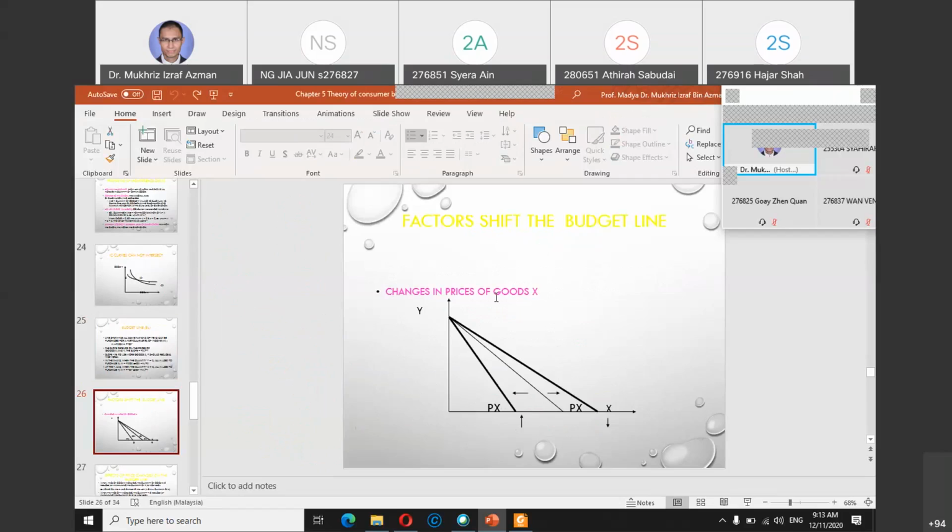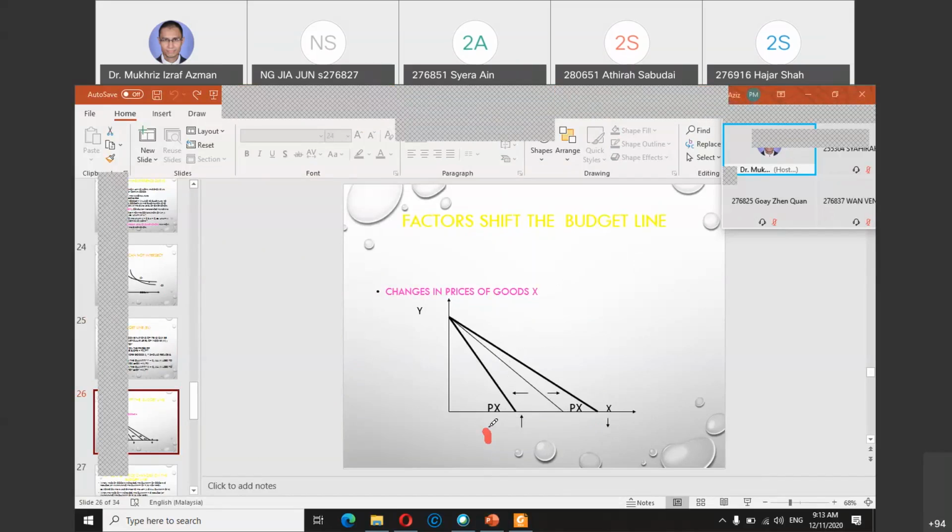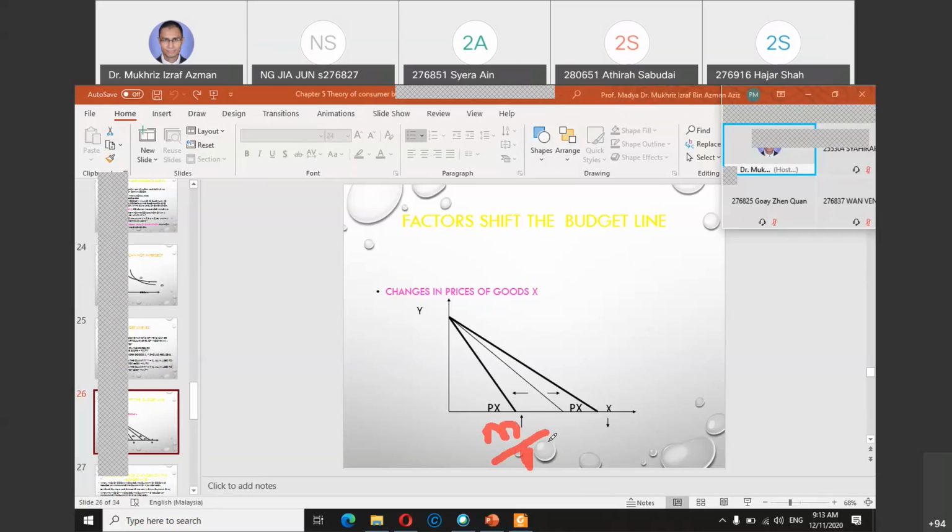And once you know how to draw your budget line, given your income and the price of X and Y, we can also look at how the budget line can change, or shift to the left or to the right. This is just simple mathematics, because when you know how to calculate the intersection point, just now we mentioned that it is calculated based on M over PX, correct? For example, this point here is based on M over PX.